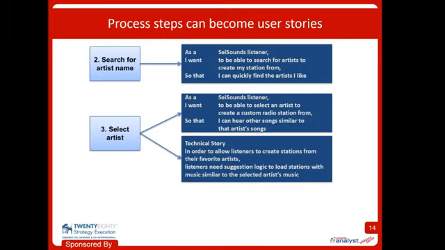Here's another step in our process flow. And you'll see this one has two stories. One of those is actually a technical story. So this is: in order to allow listeners to create stations from their favorite artists, listeners need suggestion logic to load stations with music similar to the selected artist's music. What this is a signal of is that we need to do some interesting logic behind the scenes. The user themselves isn't interacting with it, but would certainly receive the benefit of it.